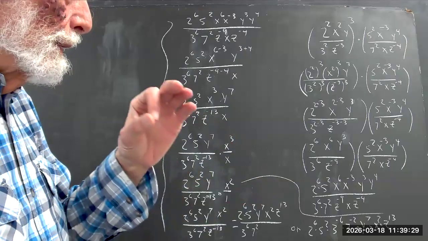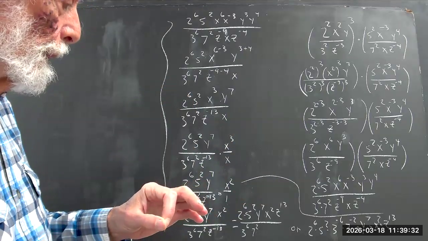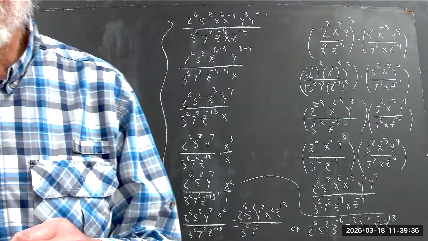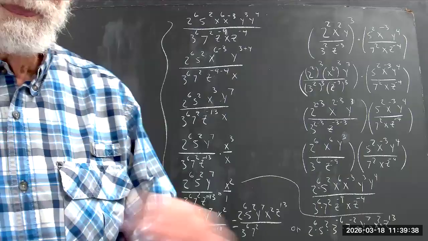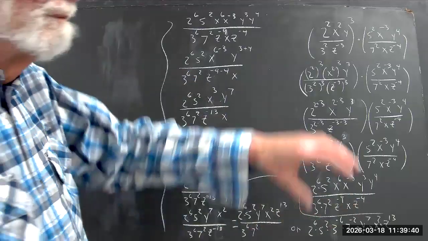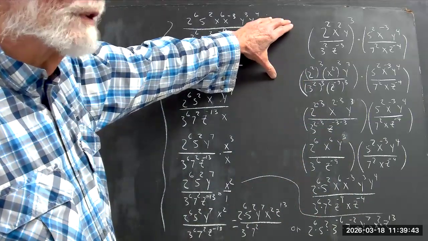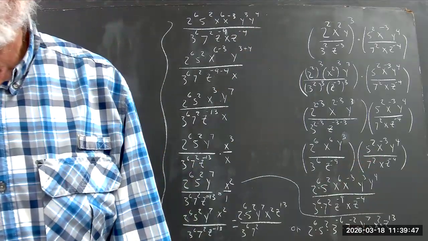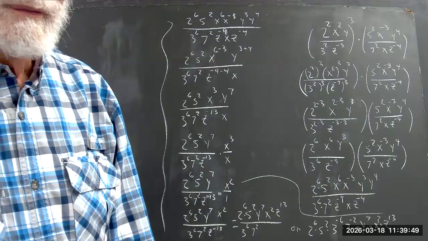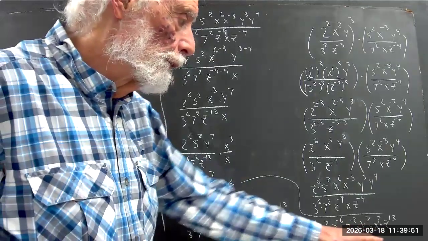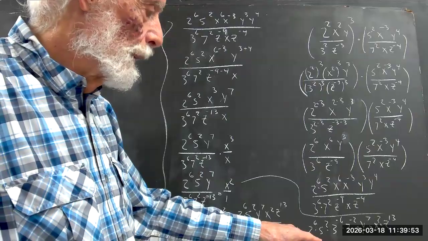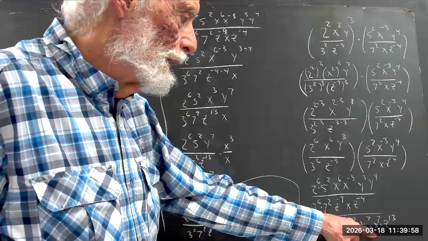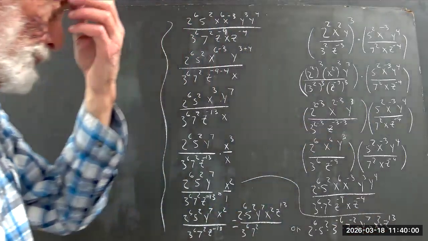I'm not sure how much you were asked to do in this assignment, but sometimes you're asked to express an expression, to write an algebraic expression with no denominator. Okay, this is your no denominators form. 2 to the 6th times 5 squared, 3 to the negative 6, 7 to the negative 2, y to the 7th, x squared, z to the 13th.